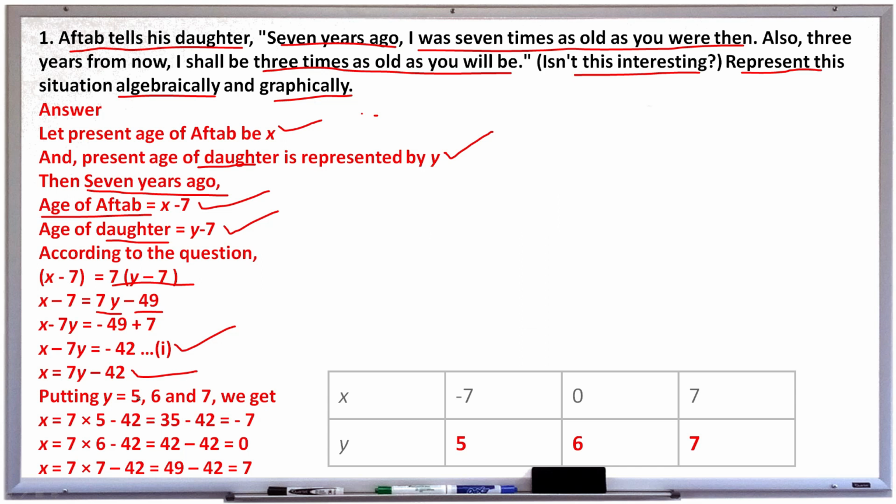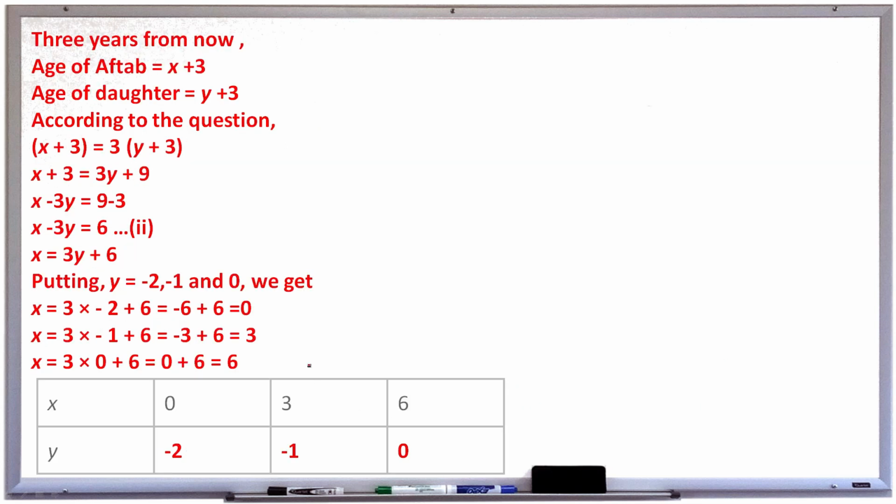Putting the value y is equal to 5, 6 and 7, we get the value x is equal to minus 7, 0, and 7. These three values you will get.